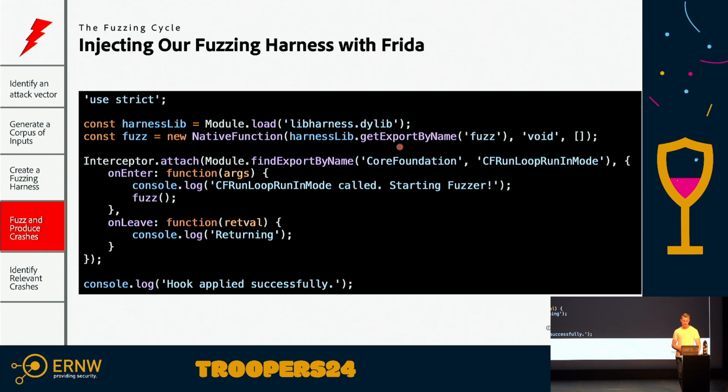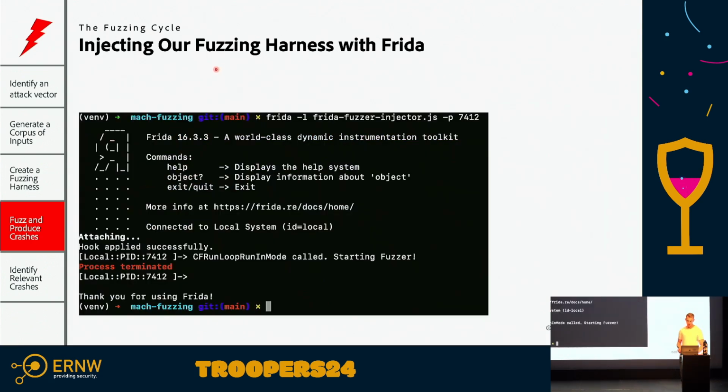So that's exactly what I did. I wrote a really simple Frida script. This is my fuzzing harness that I put together, exported as a dylib. We're just loading that module in Frida, and then we're getting the fuzz function from that dylib. And then we're using the Frida interceptor to find that function we just talked about, CFRunLoopRunInMode. Instead of calling that function, we are just calling our fuzz function instead. So we'll get an alert that says, hey, that function was called, starting our fuzzer, and then we just call the fuzz function. And you can see a screenshot here.